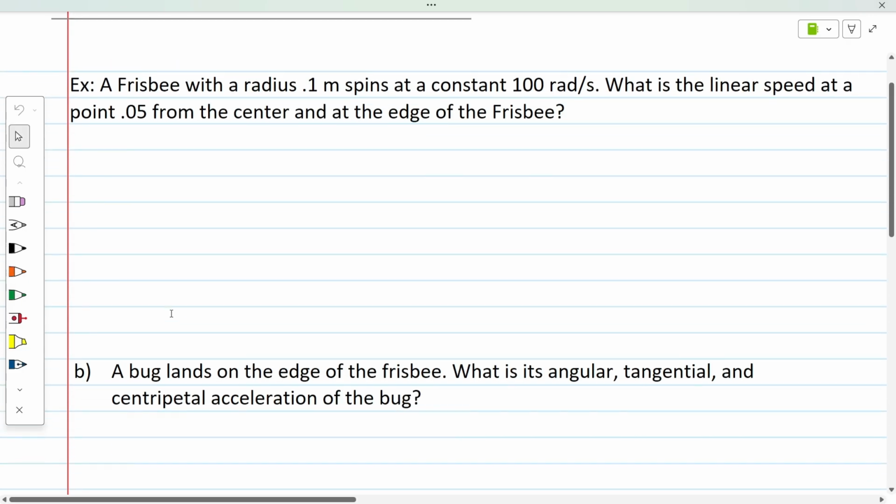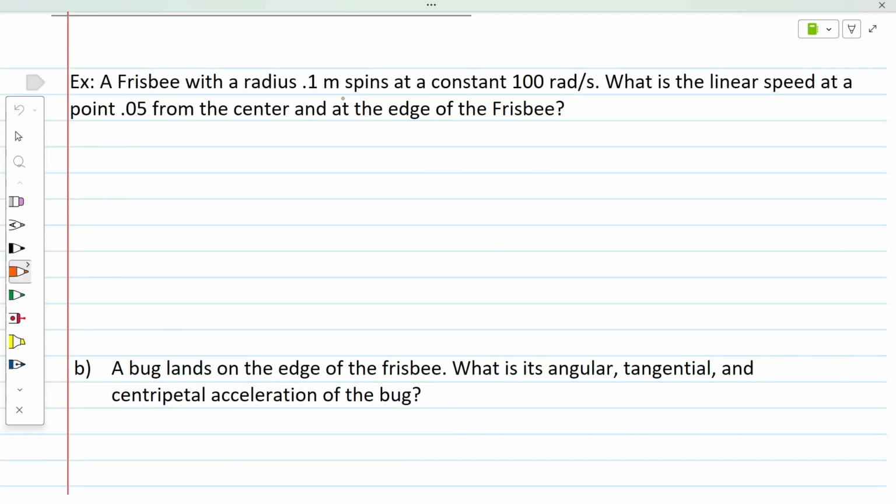Alright, so our first example is we have a frisbee with a radius of 0.1 meters that spins at a constant 100 radians per second. What is the linear speed at 0.05 from the center? And what is the linear speed at the edge of the frisbee?